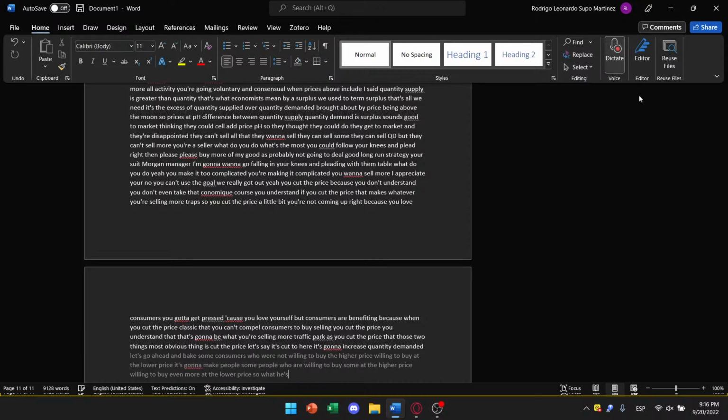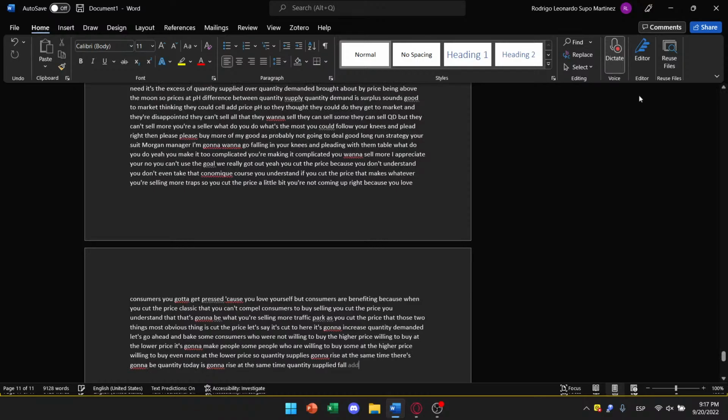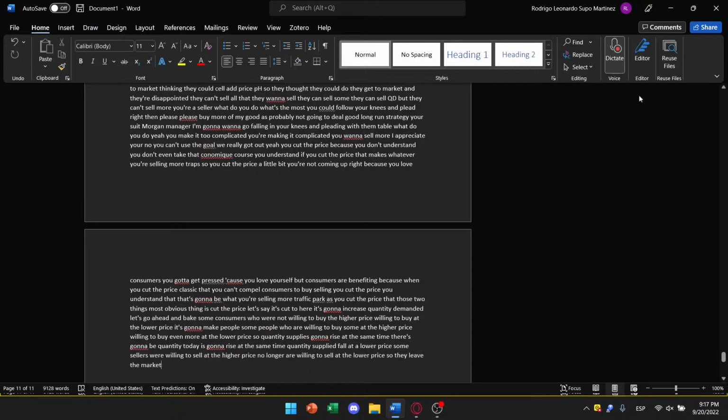So quantity demanded is going to rise. At the same time, quantity supplied is going to fall. At a lower price, some sellers who are willing to sell at the higher price no longer are willing to sell at the lower price. So they leave the market. But if the price is cut only to here, let's say, we still have a surplus. Sellers are still disappointed. They still find that they can't sell all that they want to sell. So they continue to cut prices until price is at PE.